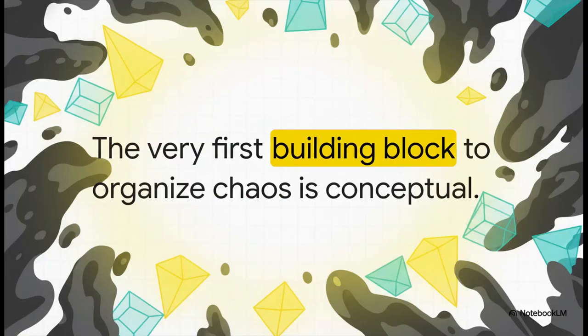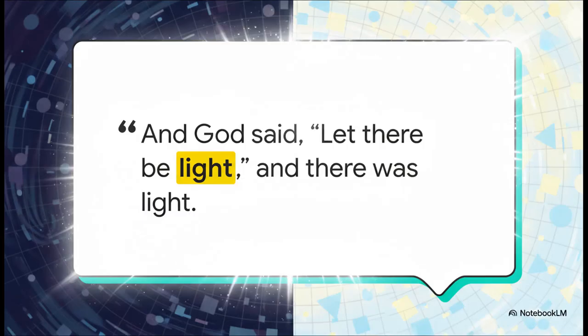Okay, let's move to phase 1 of construction, day 1. God tackles that overwhelming, overbearing darkness we talked about. Now, you might be thinking, hey, step 1 of building a universe has to be physical matter, like dirt or rocks, right? But no, the architecture here is way more fundamental. The very first building block required to organize chaos isn't physical at all. It's entirely conceptual. And here is the blueprint in action. Step 1, God speaks. Let there be light. And boom, there's light, and it is good.